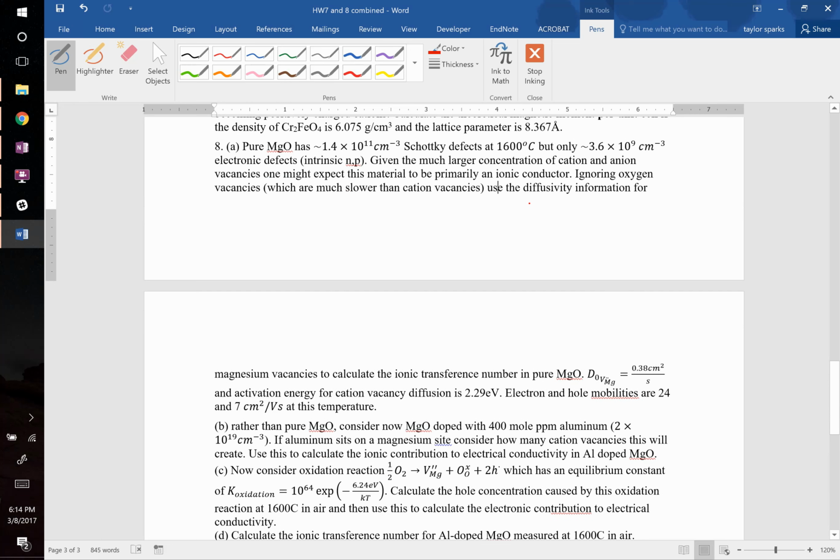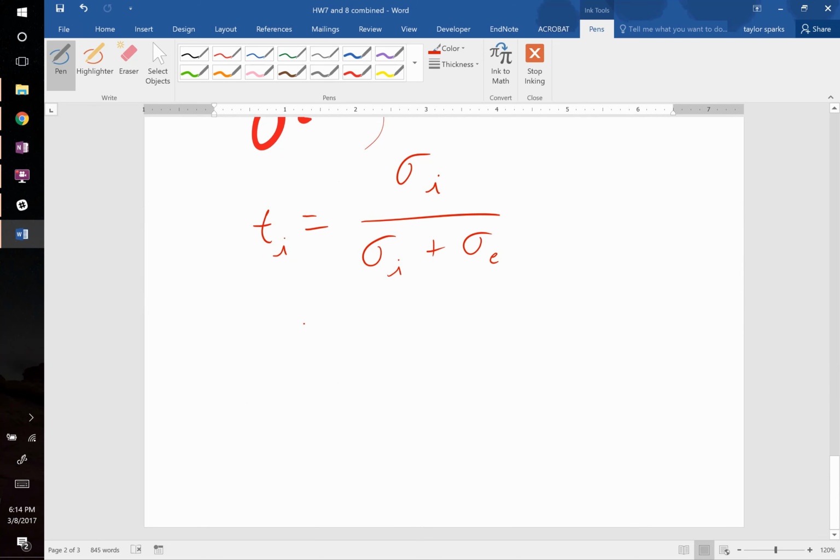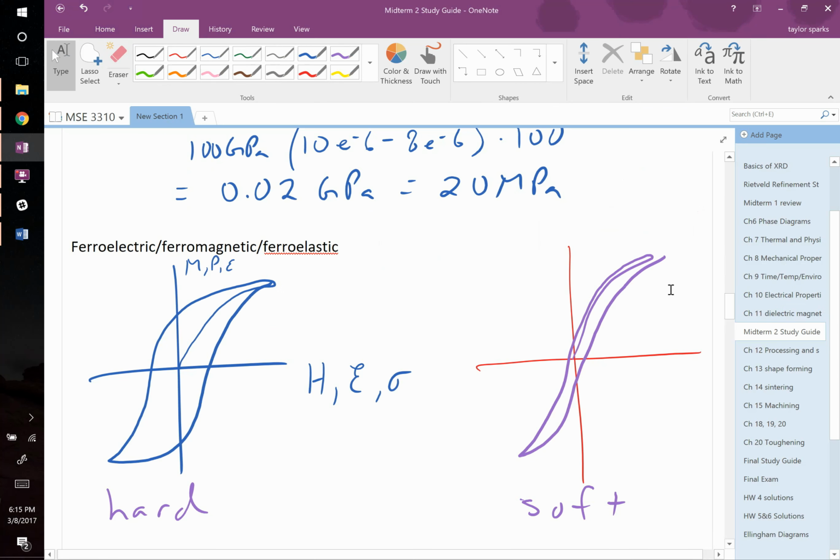I say use the diffusivity information for magnesium vacancies to calculate the ionic transference number. I give you the activation energy, I give you mobilities for the electrons and holes, and I give you the diffusion pre-exponential for magnesium vacancy motion. The D naught means the pre-exponential for diffusion, vacancy on a magnesium site. So how do you set this up? What do you need to know? There are equations. First solve for G, and then there's a large ionic conductivity. Let's go take a look at it. I don't know if I remember it offhand.